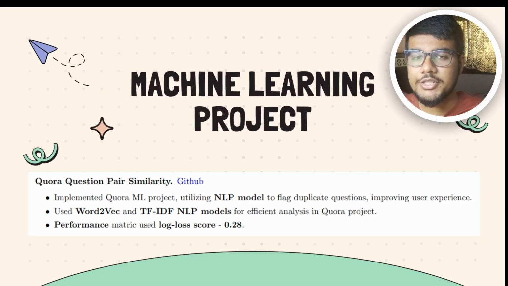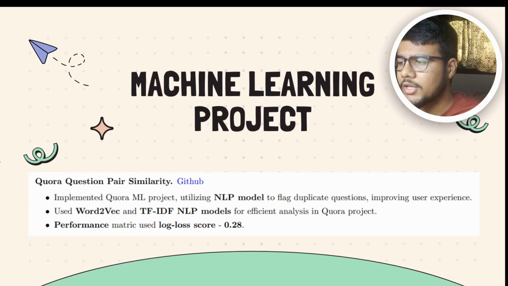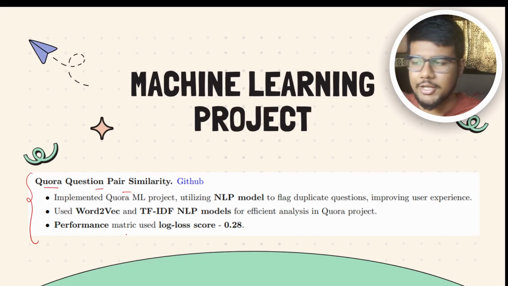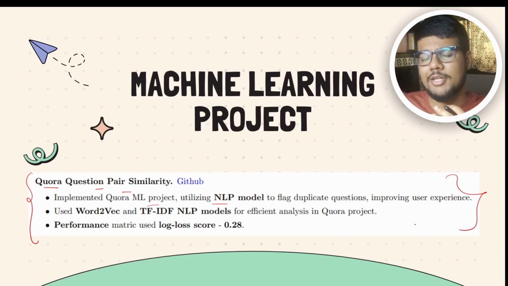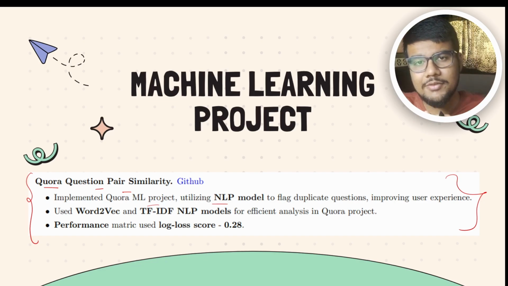Yes. Now the very first is the machine learning project. What do you mean by a machine learning project, and how can you explain your project if it lies in machine learning? Now in my resume I have written like this. I have written Quora Question Pair Similarity as my machine learning project. In that, I implemented a Quora ML project utilizing an NLP model. Great, you can have a look over these 3 points and we'll see how I can explain this so that it would be very impressive and the interviewer would be very happy after knowing this.